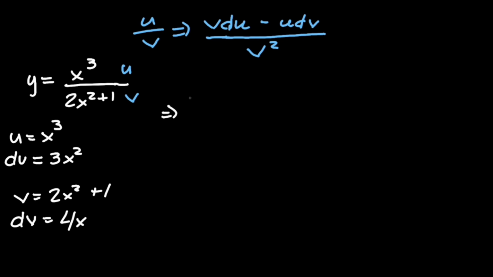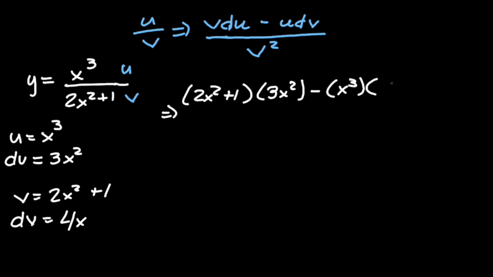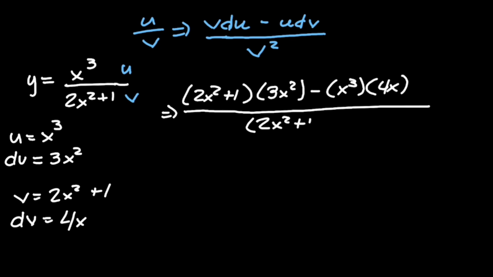Assign all values according to the formula. You will get 2x squared plus 1 multiplied by derivative of U, which will be 3x squared, minus U, which is x cubed, multiplied by derivative of V, which is 4x, over V squared, which will be 2x squared plus 1 raised to the power of 2.